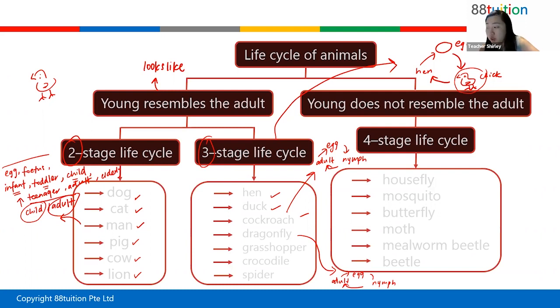Okay, we have moth. Moth is quite similar to butterfly as well. Mealworm, beetle. Maybe when you're doing this chapter, your school teacher might ask you to bring home a mealworm. That is for your experiment, right? When you have a mealworm, you will observe how it turns. You have to feed the mealworm, otherwise it will die, okay? So you will have to observe whether or not the mealworm will develop into a beetle. And after all, the last one will be a beetle.